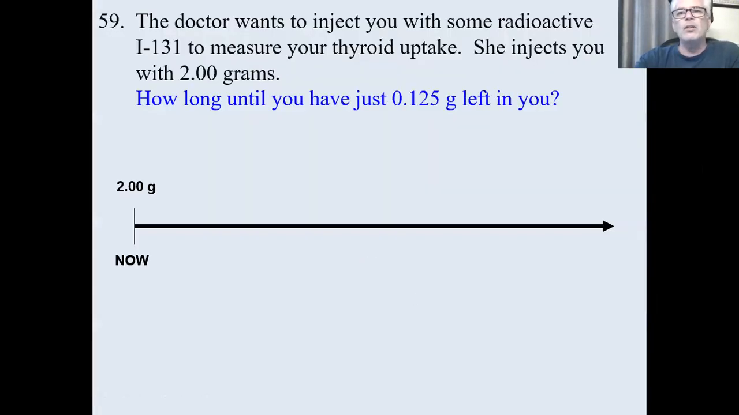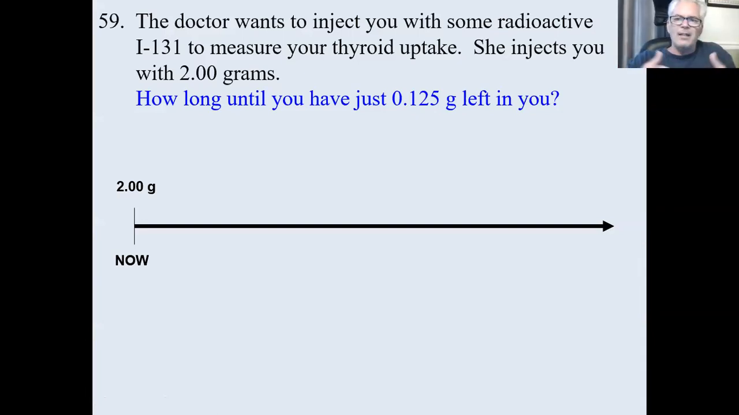All right, here we go. These are going to be called radioactive decay problems. And in order to do them, we have to make a T-chart. This is kind of a real life situation, although in real life, they wouldn't use 2 grams. This is a math problem.